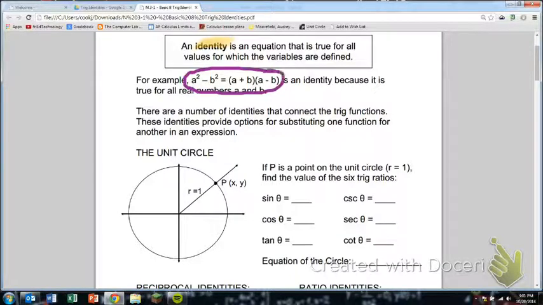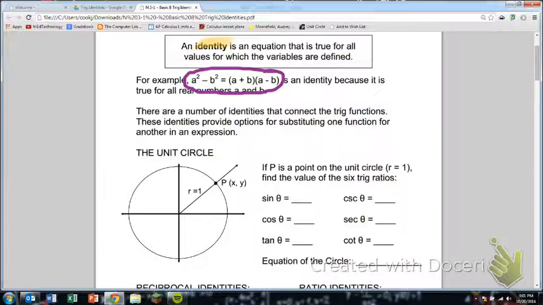That's an identity. So they give you an example here that's not a trig identity, it's just an identity. But this is always true. A squared minus b squared will always equal the factors a plus b times a minus b. It's true no matter what you plug in for a and b. Anything that you could plug in for a and b, that would be true.